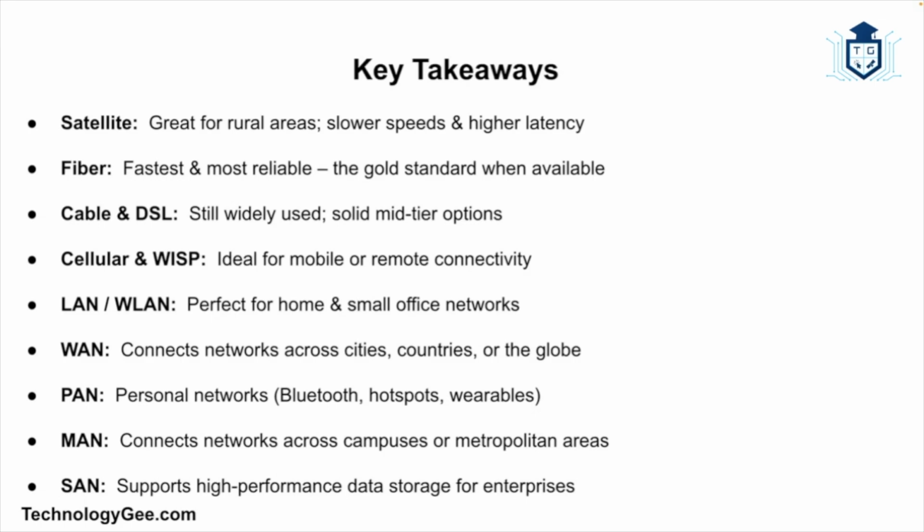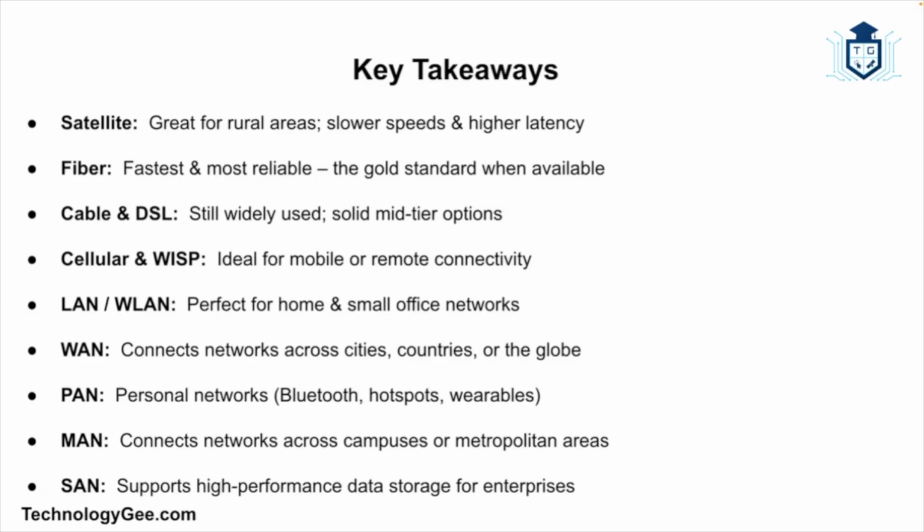Satellite. This is your rural buddy. It's slow, but it is available everywhere. Fiber is king because it's fast and reliable, but it's not available everywhere. You got cable and DSL, they're still hanging on, and these are solid mid-range options. You got cellular and wireless ISPs. These are your mobile and rural heroes.